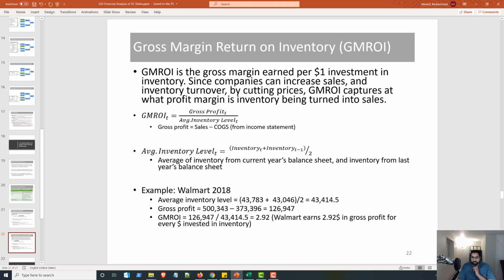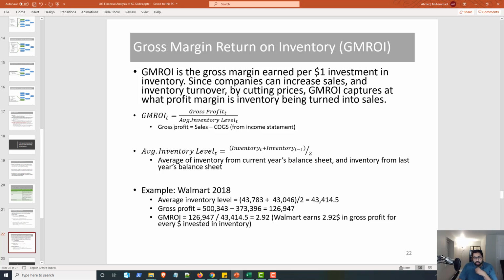Let's look at gross margin return on inventory. It is the gross profit earned per dollar invested in inventory. Think of inventory as an investment. As a supply chain manager, there are many products you could build inventory of. Should I build inventory of this phone or that phone or that phone? As you pick which products to invest in, you have to look at the return. The gross profit you earn for every dollar invested in inventory tells you how good your production decisions and sourcing decisions were.